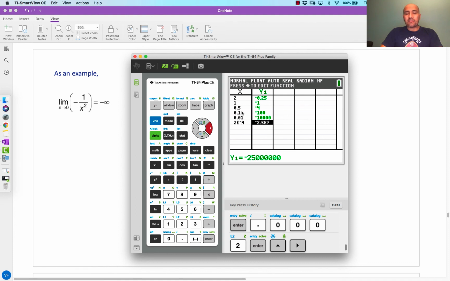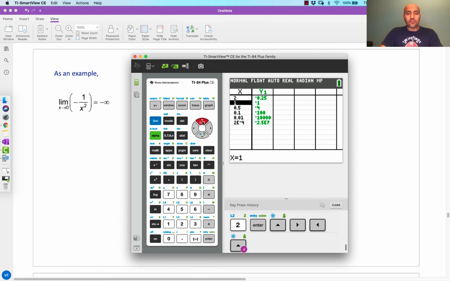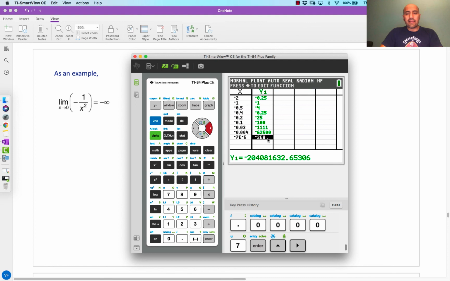As I let the x values get closer and closer to 0, but I'm approaching it from the right-hand side now, then my output values are growing toward negative infinity. And likewise, if I approach it from the other direction, so let's let x equal to -2, -1, -0.5, -0.4, negative 0.2, negative 0.1, negative 0.03, negative 0.004, negative 0.00007, really, really small.